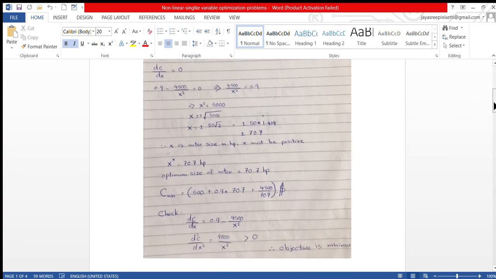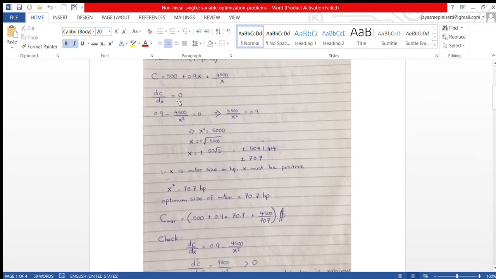Now we found the minimum cost, but as I said before, we must check whether it is correct or not. You have the first derivative, and do it one more time. If the second derivative is positive, then this will be the minimum. For any equation, we have a condition: take the first derivative and set it equal to 0, and if the second derivative is greater than 0, that will be the minimum. If the second derivative is less than 0, what you found is the maximum.